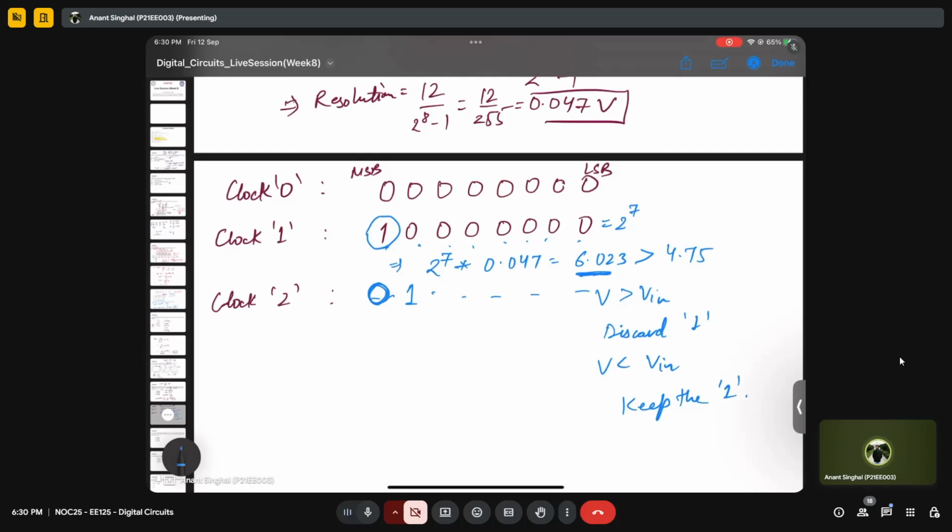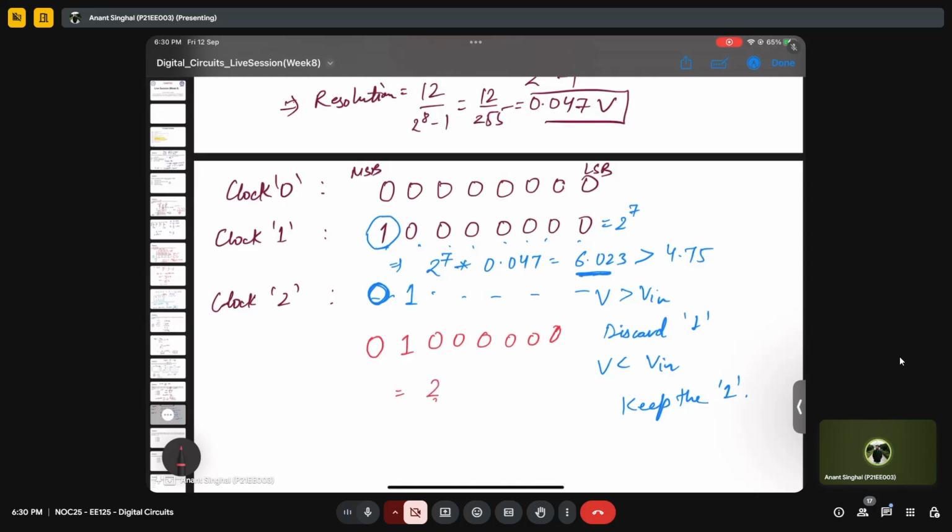Is this thing clear to everyone? This is the main criteria that we need to follow. Okay, that is great. So for the clock 1, we need to discard the one. So let's talk about clock 2 now. So at clock 2, this will become 0 and then this will become 1, right? 0, 1, 0, 0, 0, 0, 0.